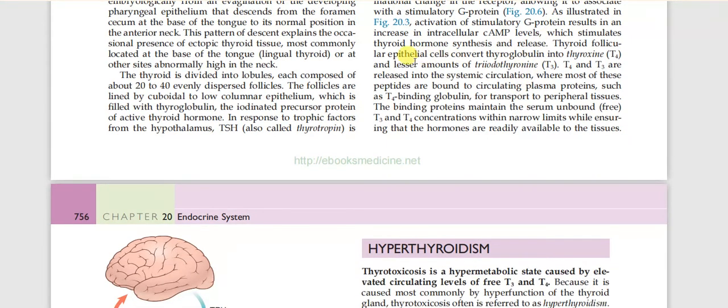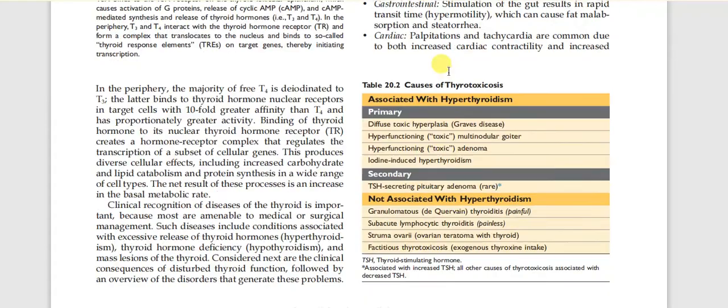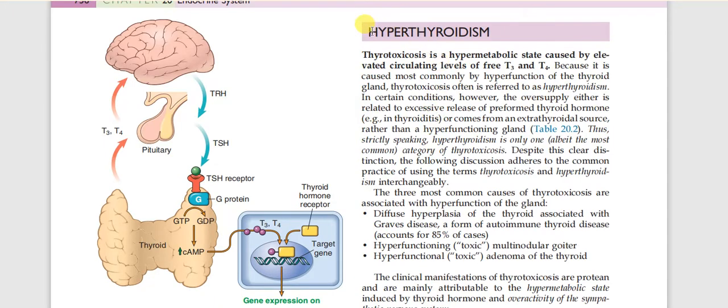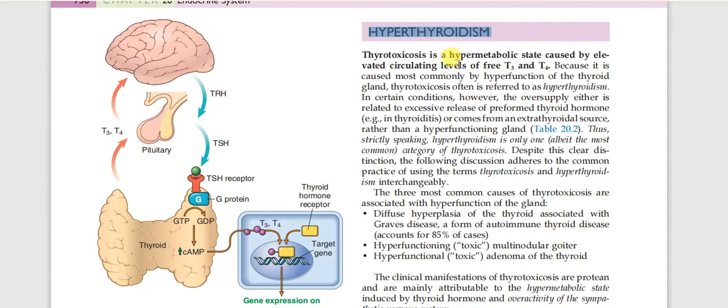Then thyroid follicular epithelial cells convert thyroglobulin into thyroxine and lesser amounts of triiodothyronine. This T3 and T4 are exactly the hormones, and the function of these hormones we discussed in physiology and histology. So let's talk about the pathology of this. Hyperthyroidism, whatever the cause of it, is when we have increased levels of T3 and T4, so elevated levels of these two hormones.